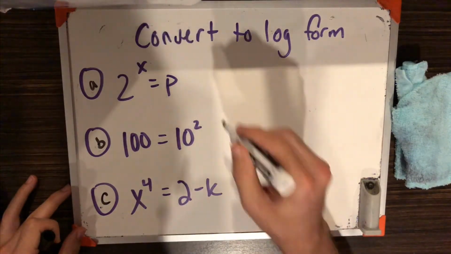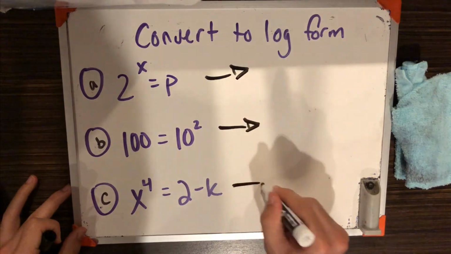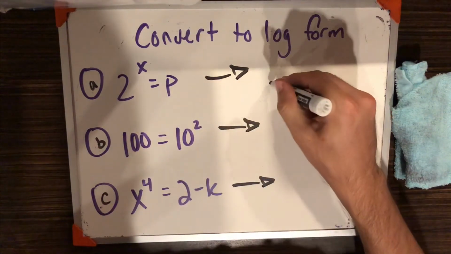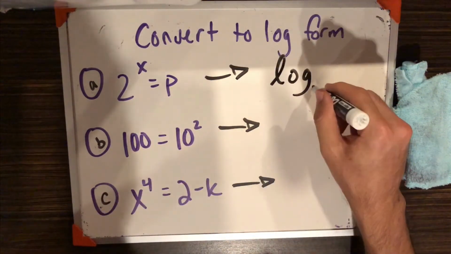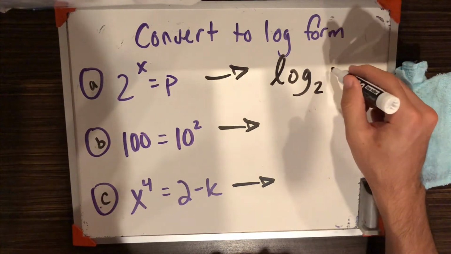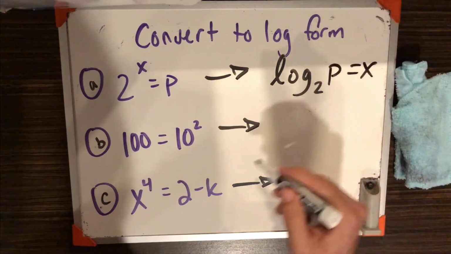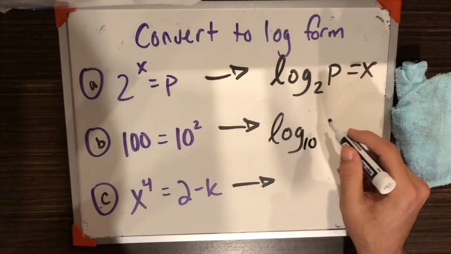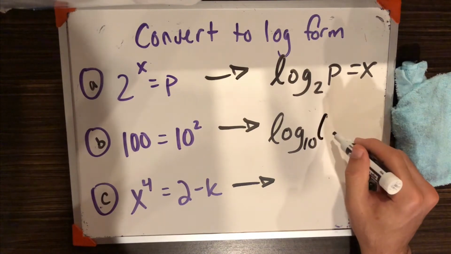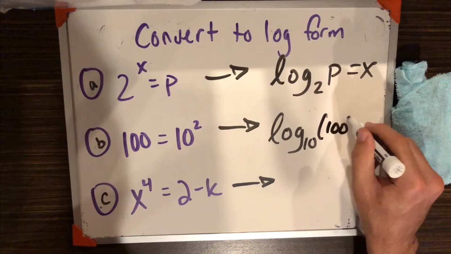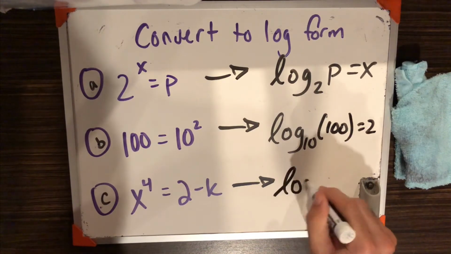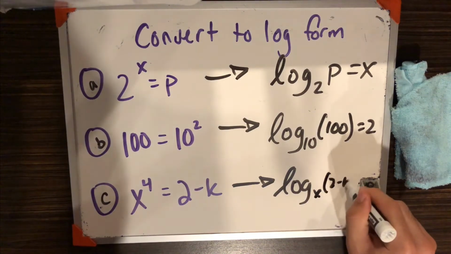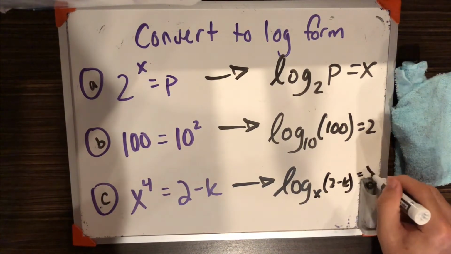Alright, so converting to log form. Again, you want to do your monkey banana, so first of all, we're going to say log base 2, and then p is equal to x. For this one, we have log base 10 of 100 is equal to 2, and log base x of 2 minus k is equal to x.